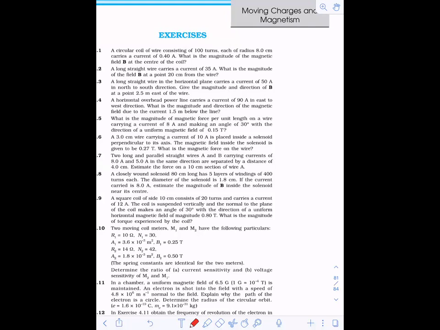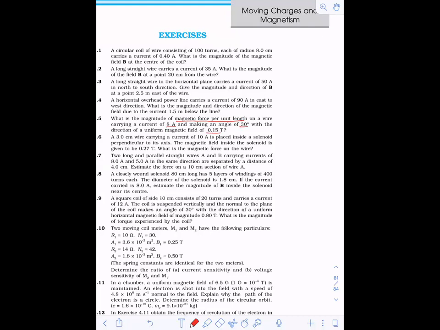Question number 5 we were doing. We have to calculate the magnetic force per unit length. Here we have the current, the angle, and the magnetic field value.